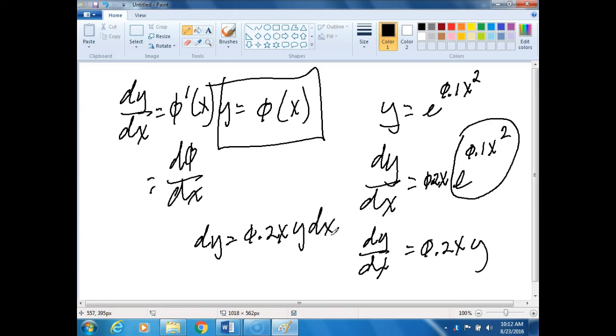An equation containing the derivatives of one or more unknown functions or dependent variables with respect to one or more independent variables is said to be a differential equation.